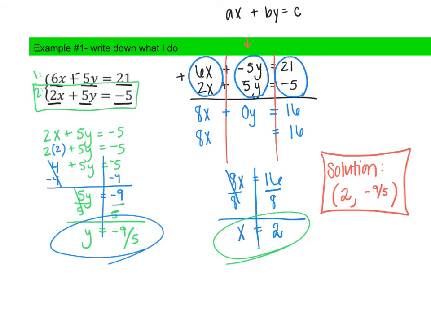Okay? We can always check our solution by plugging those two variables in to any of our equations. So we did it for that first one, but we could do it for the second one, or the first one there. Change the x to a 2, change the y to a negative 9 fifths, and see, will that balance out and equal 21? Okay, and that's what we're going to be doing today.